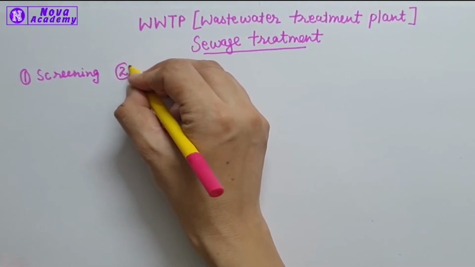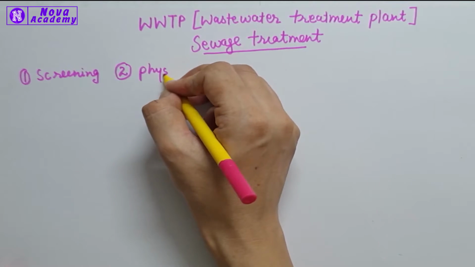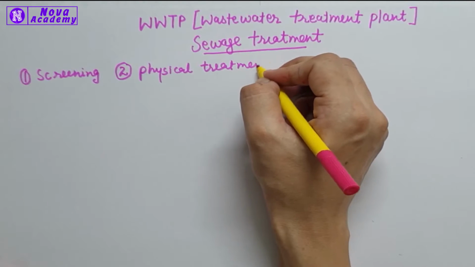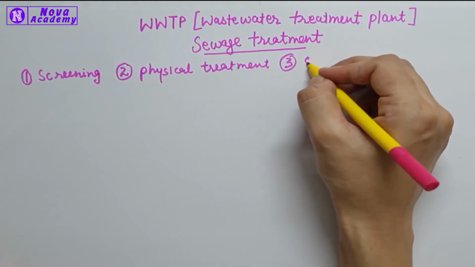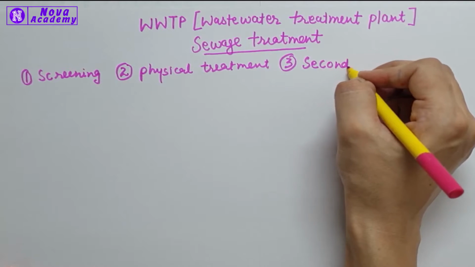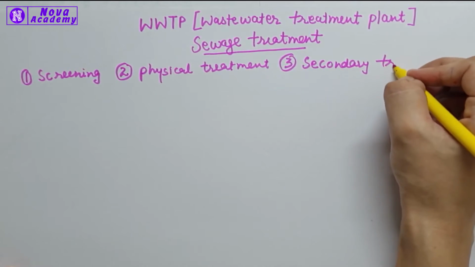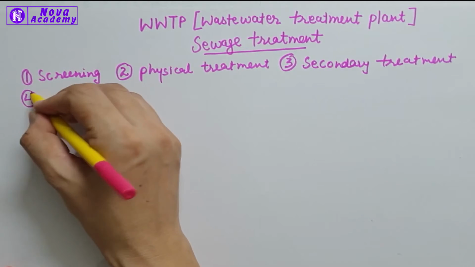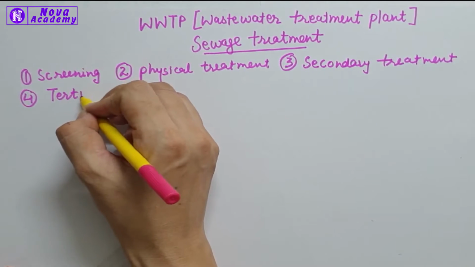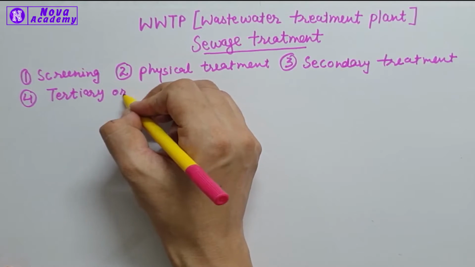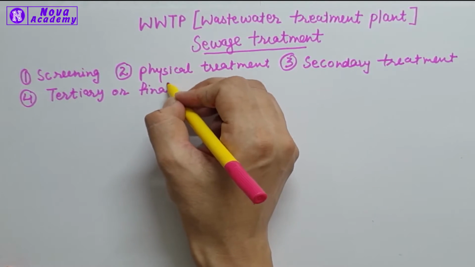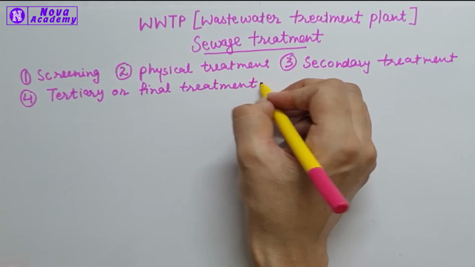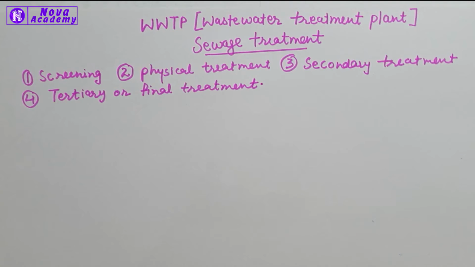Second step is primary treatment. Then we have secondary treatment. After secondary, we will do the final or tertiary treatment. You can write tertiary or final treatment according to your books. So let's start with the step screening.